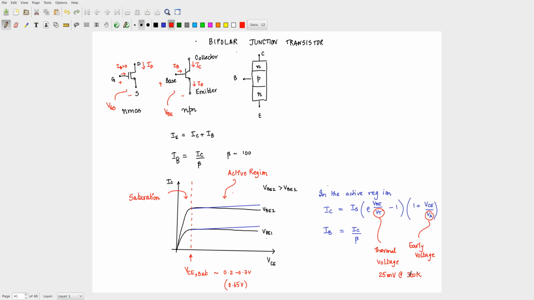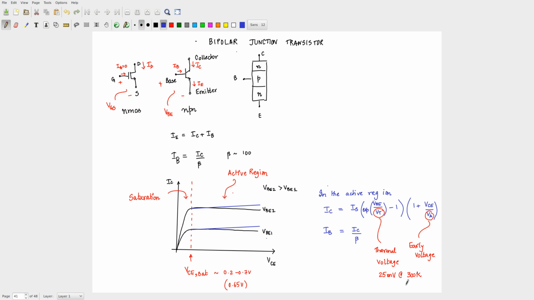Huh? No, obviously not. Okay, sorry, I have written it wrong. This is exponential of that minus 1. Okay, all right.